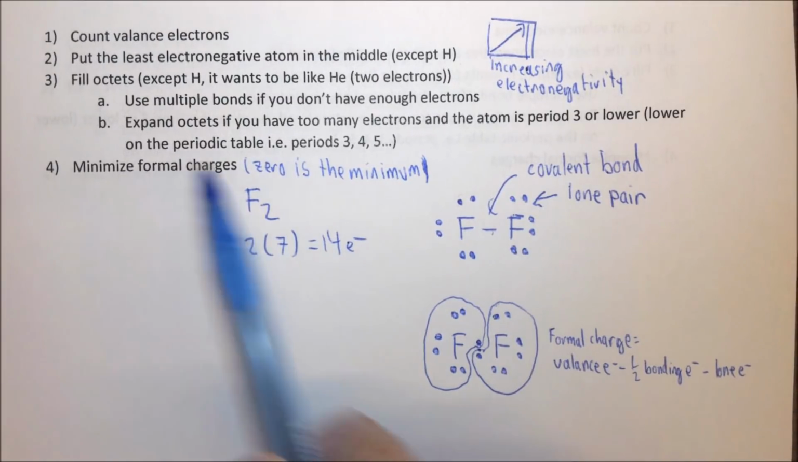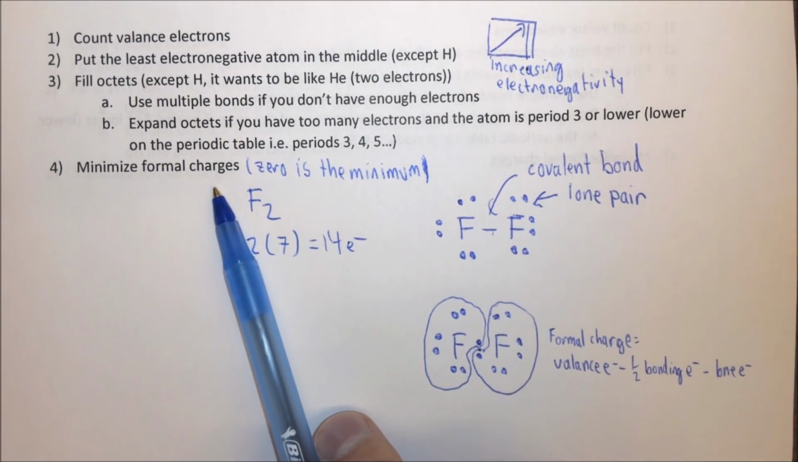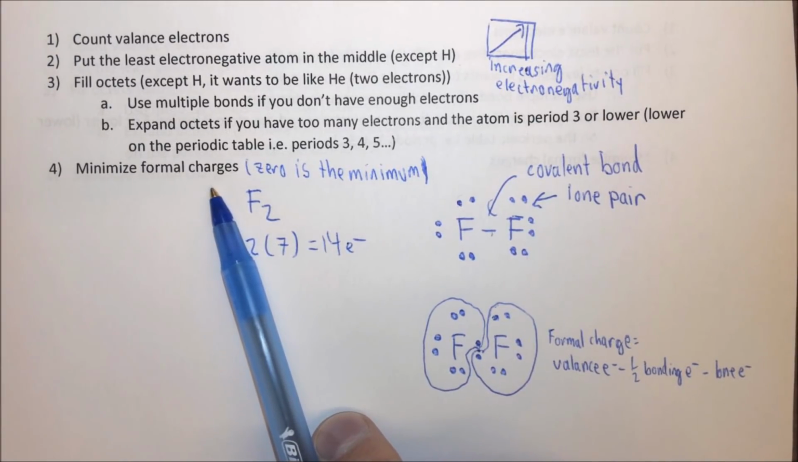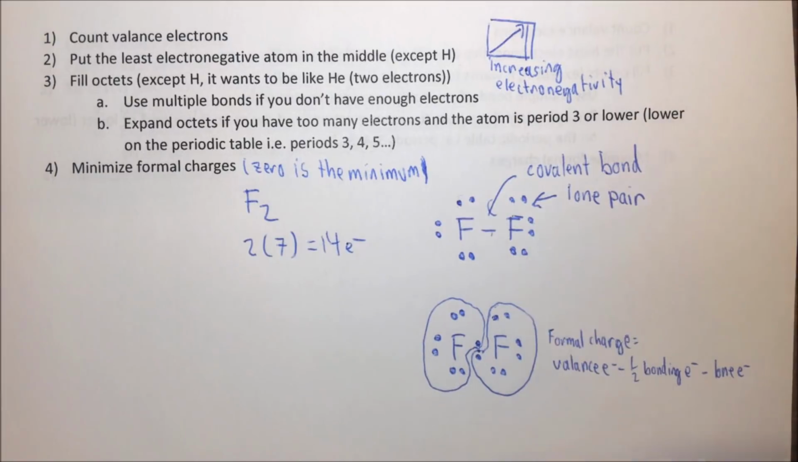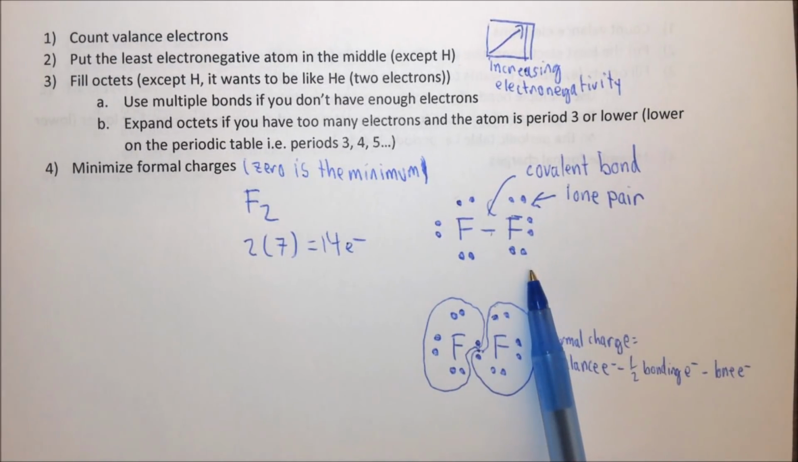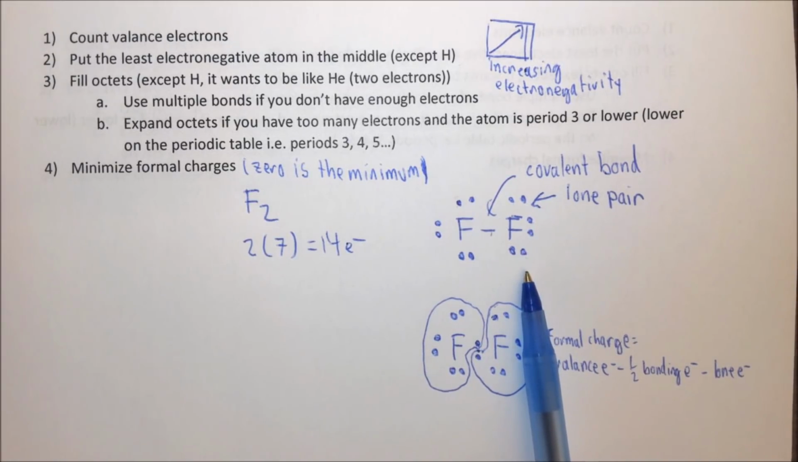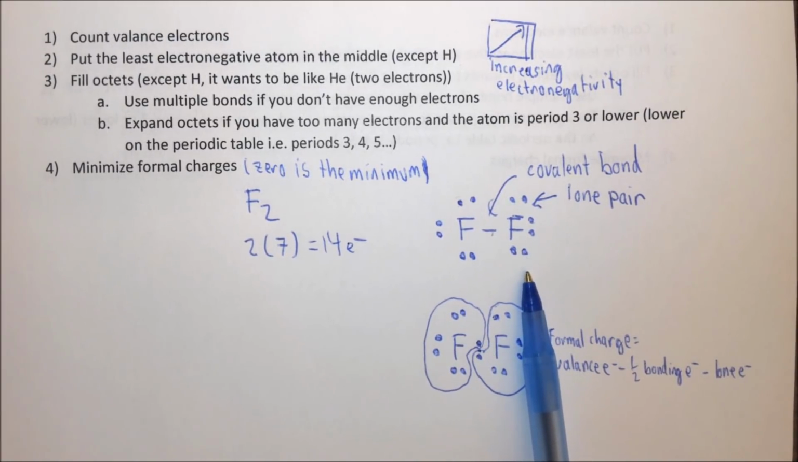In my opinion, minimizing formal charges is the step at the end that allows you to check your answer. If you have filled the octets and all the formal charges are 0, chances are you have drawn a great Lewis structure. And here we have a good Lewis structure. This is the correct Lewis structure of fluorine. I'm going to stop the video here and continue with a second video on the same playlist.